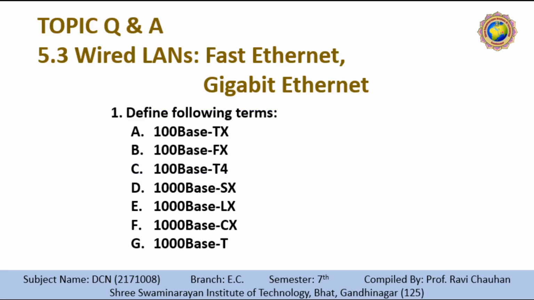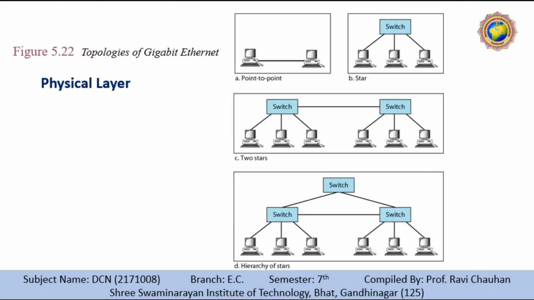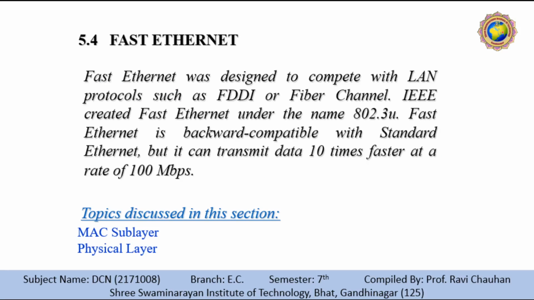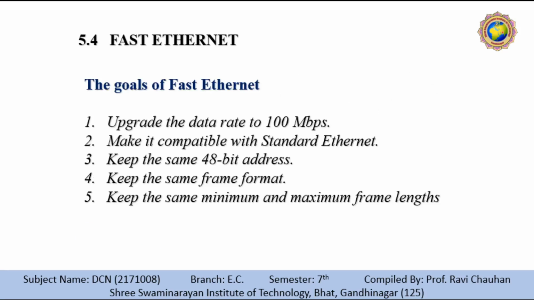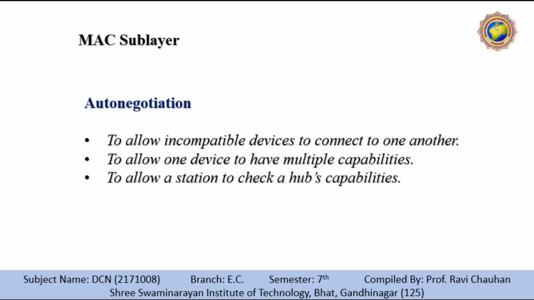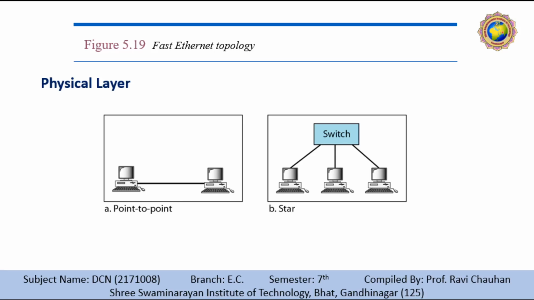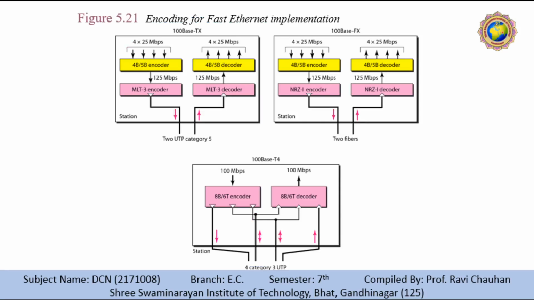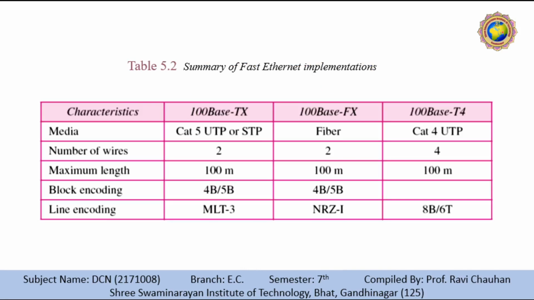So we have completed our session. Let's revise in 1 minute. We started our discussion with fast Ethernet. We have seen the goals of fast Ethernet. We have also seen the auto negotiation concept, a particular topology in fast Ethernet, various implementations, 2-wire and 4-wire implementation in fast Ethernet, encoding scheme, and a summary of our fast Ethernet.